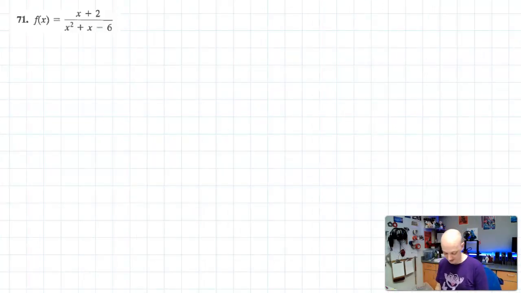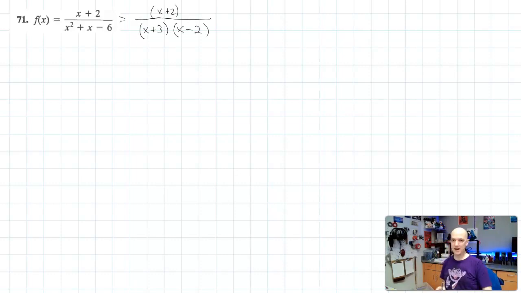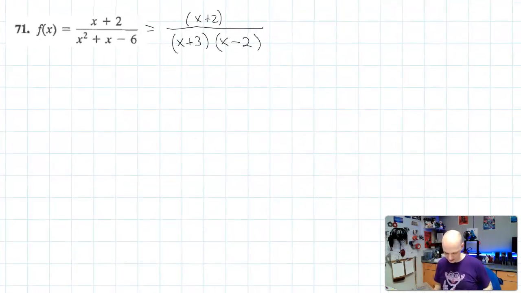All right, moving on, 71. Again, something interesting because there's something to factor. X squared plus x minus 6. So I need to have an x plus 3 and an x minus 2. So I almost had a hole, but don't get excited and cross out terms that shouldn't get crossed out. I just have these things here. So, no holes.